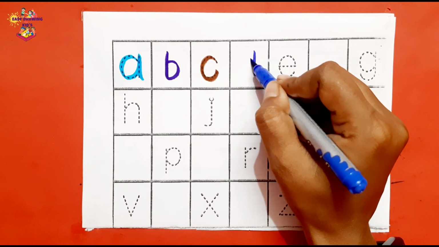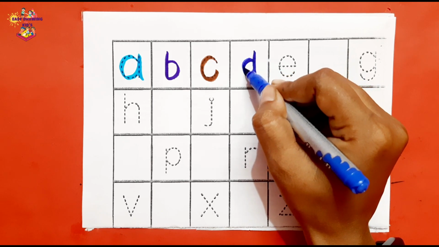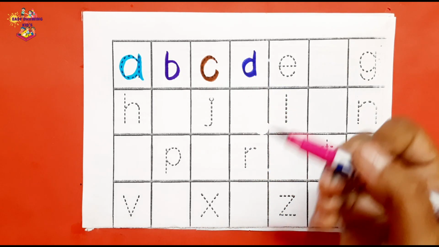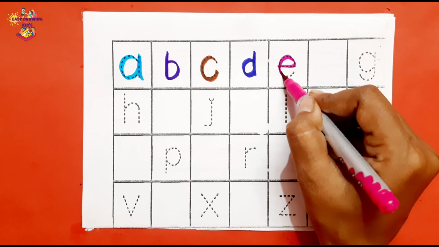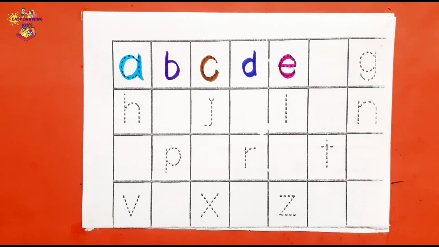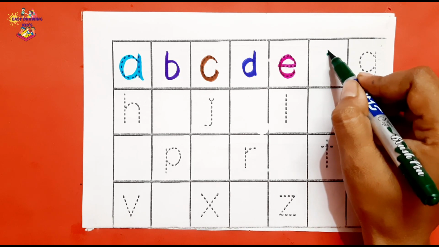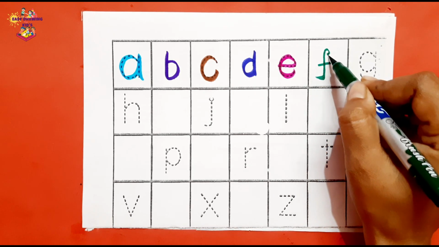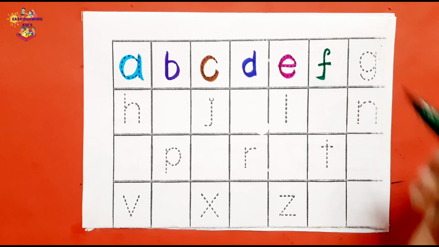D is for dragon. Pink color. E is for earthworm. Green color. F is for firefly.